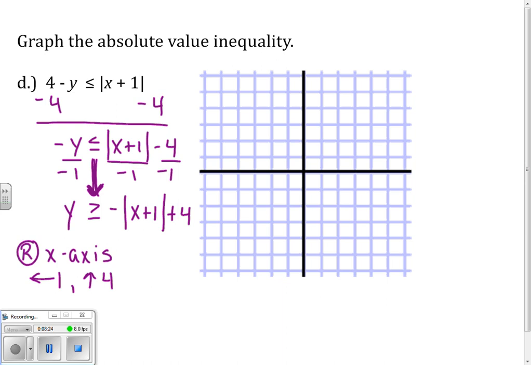So left 1 and up 4 puts us in quadrant 2. And the reflection means our graph is going to go down. So down 1 over 1 a couple of times on this side. Go back to the vertex and go down 1 over 1 a couple of times on that side. And when you draw on the line, it should be solid because there's equality. Even though it was a less than, we're actually graphing a greater than. So put your pencil on the y-intercept, shade up.